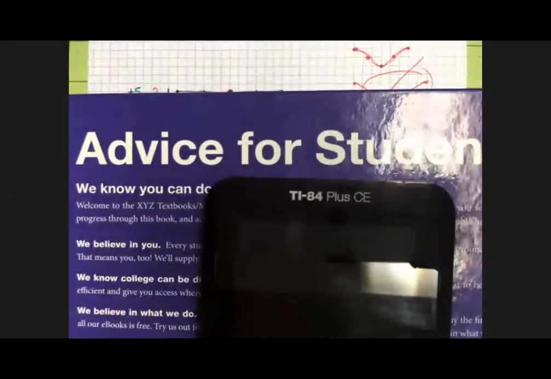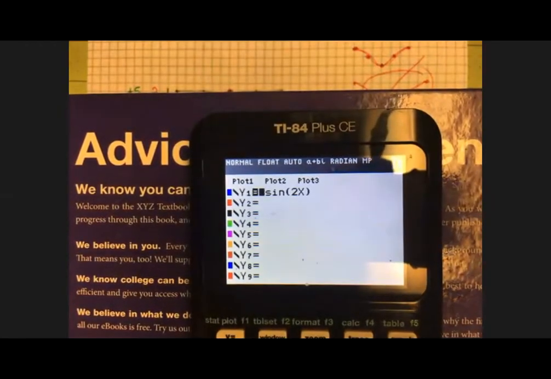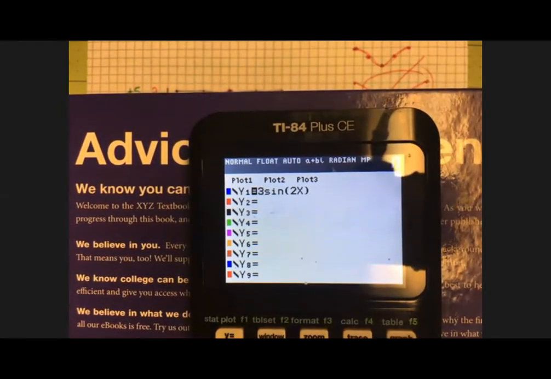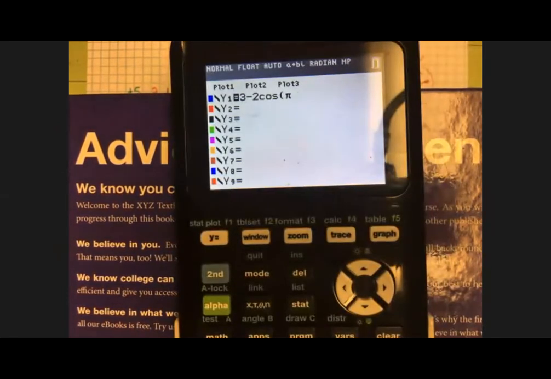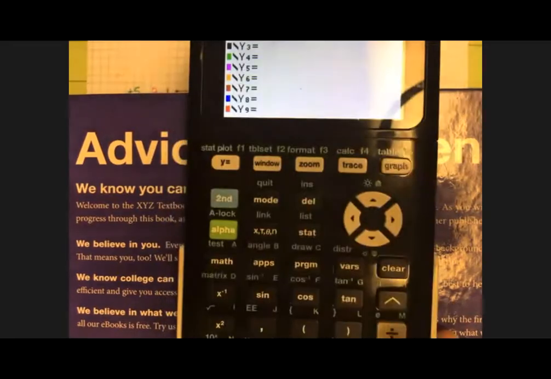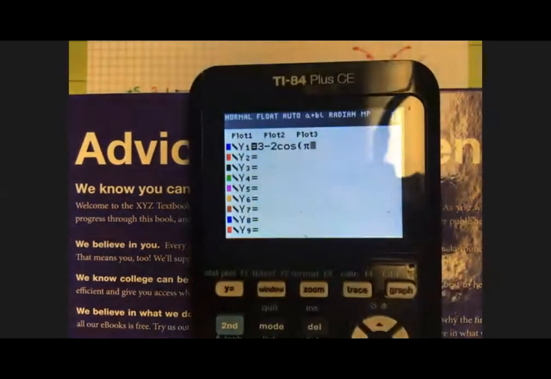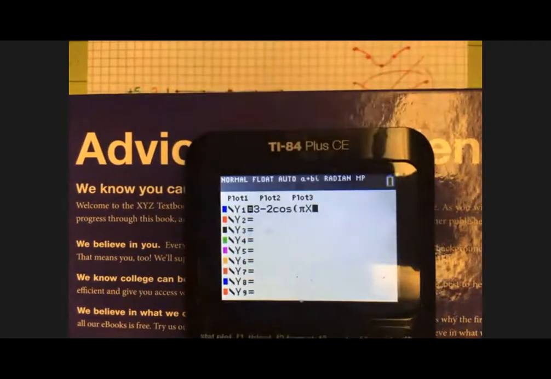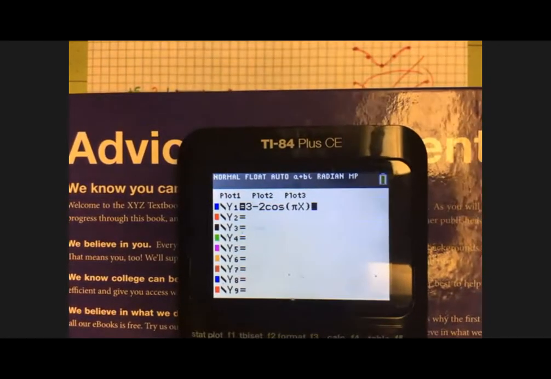Let me slide my book in here. I don't want this one. What's my graph? 3 minus 2 times the cosine of pi X. Just use the pi key for pi. The pi key is over here above the division symbol. Sorry. It's right here above the division symbol. Okay, so that's what I'm supposed to draw. Let's see if the calculator likes our drawing.